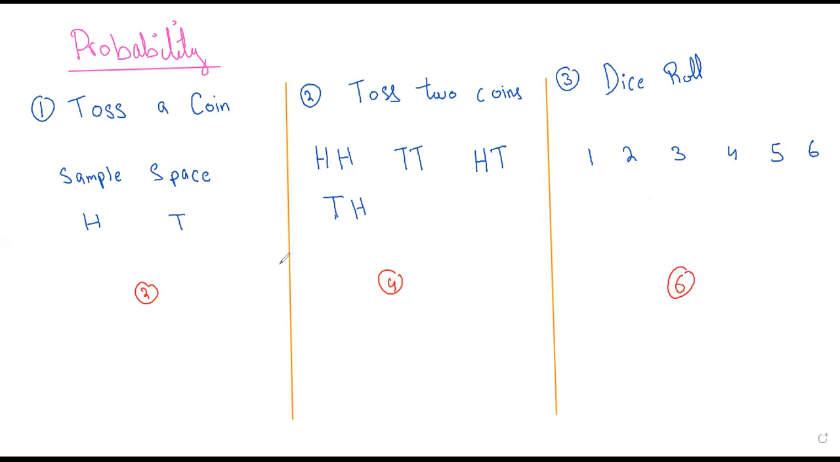So this is what sample space looks like. For different scenarios, the sample space is going to be different. So if the question is about sample space, you should know you would just be stating all the possibilities.